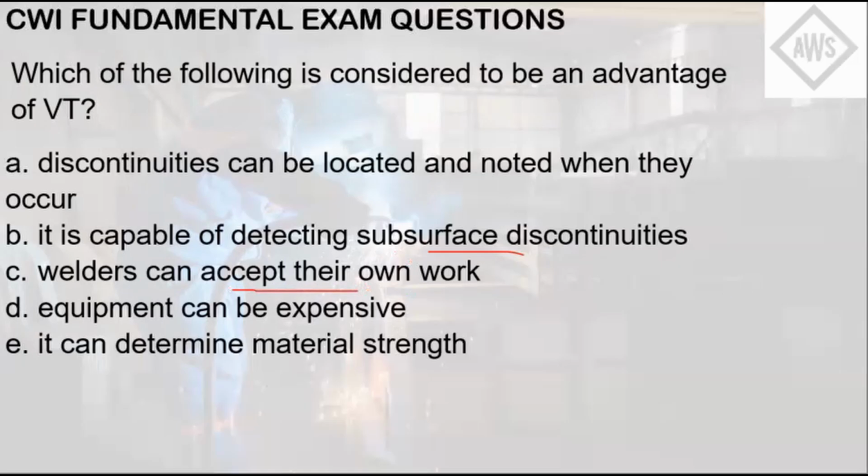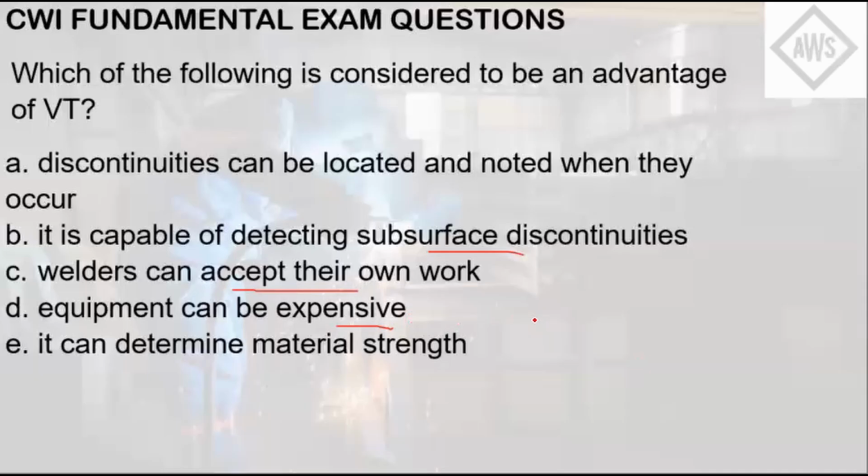Letter D, equipment can be expensive. So yeah, definitely. Equipment is expensive, but there are other defects that are best done by, for example, X-ray or RT or UT. Just an example. But this is not an advantage of VT because different NDT methods have their own advantages, right? So this is not the main advantage for visual testing.